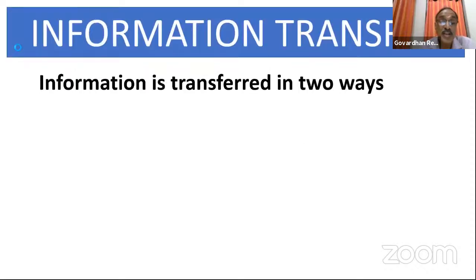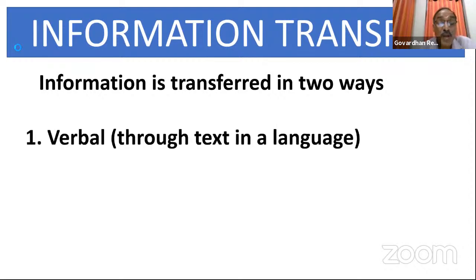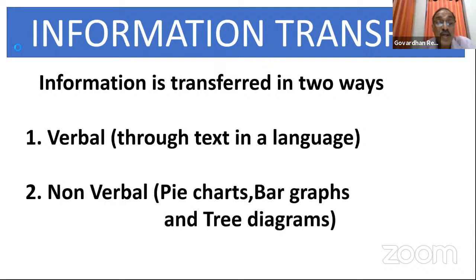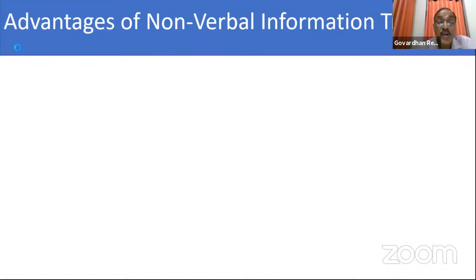Now, first, information transfer. Information is transferred in two ways: verbal, through text in a language, and non-verbal, in the form of pie charts, bar graphs, and tree diagrams. Advantages of non-verbal information transfer through pie charts, bar diagrams, and tree diagrams.